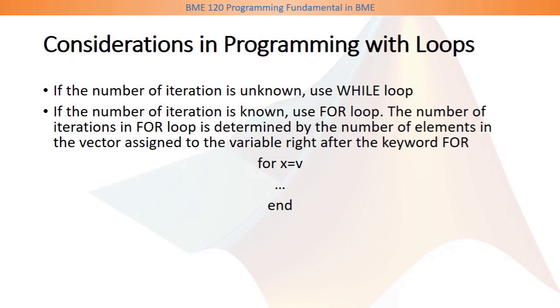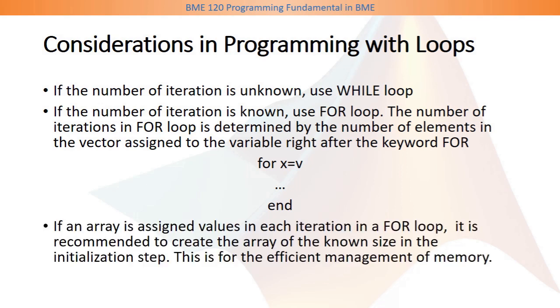For a for loop, the number of iterations is determined by the number of elements in the vector assigned to the variable right after the keyword for. For example, if vector v has 10 elements, the for loop will run 10 times.